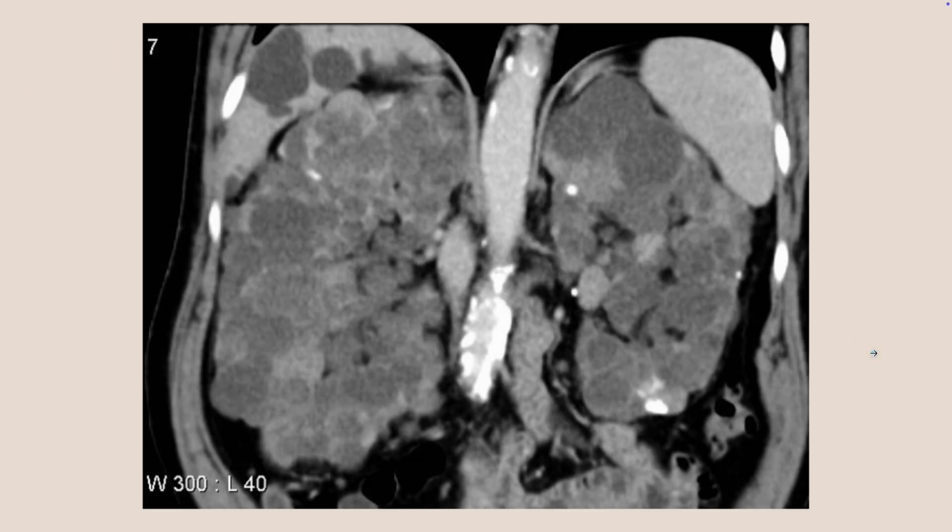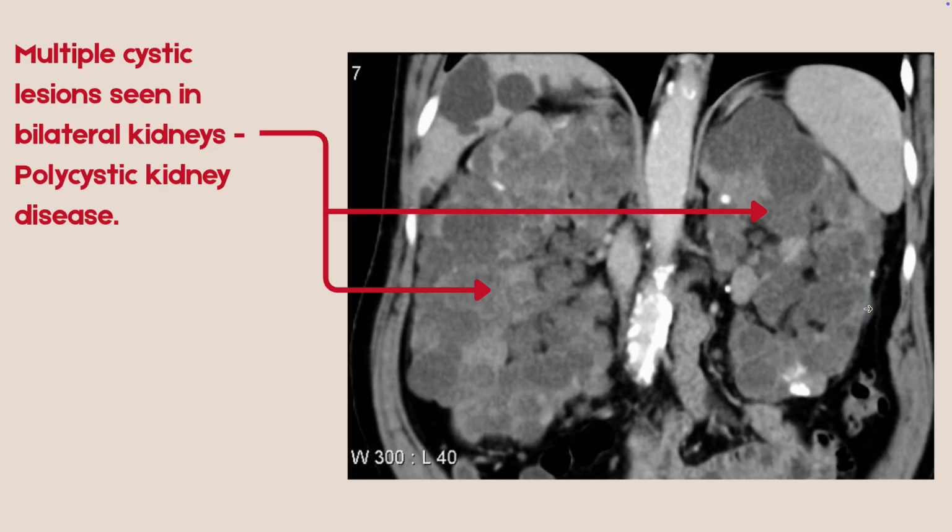Okay, so now look at this. Again, MRCP loves asking about this. We've got two kidneys, both of them are huge to the point where the liver and the spleen are getting squished. And look, multiple cysts in both kidneys. So this is autosomal dominant polycystic kidney disease.